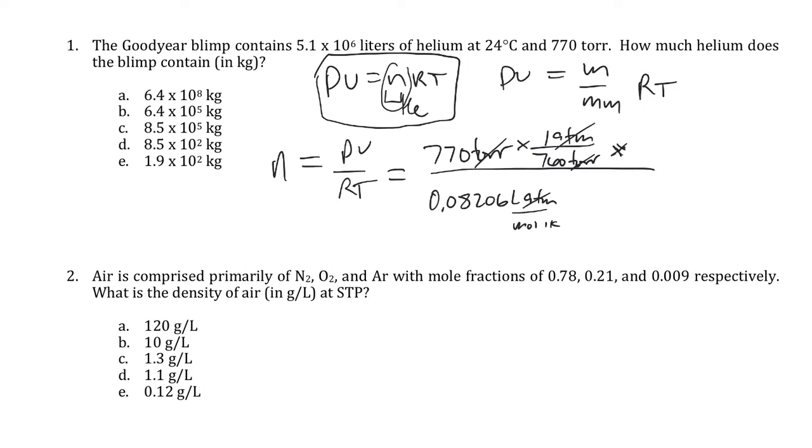So our atm cancels. Obviously, we're going to multiply by the volume, 5.1 times 10 to the 6 liters. And then we'll divide by the temperature, but of course in Kelvin. So 24 plus 273 is 297 Kelvin. And we work this out. Here we get our moles.